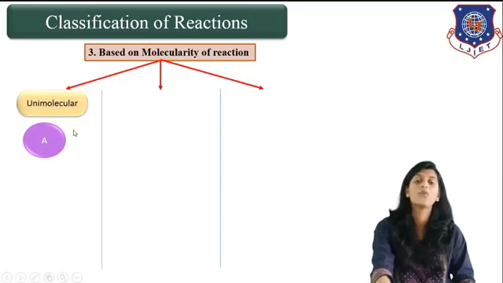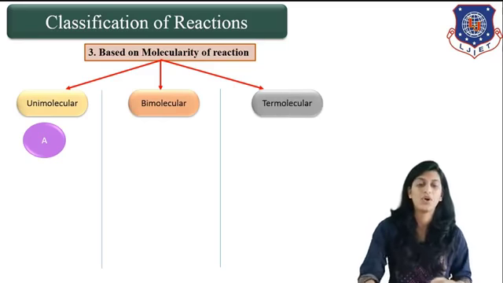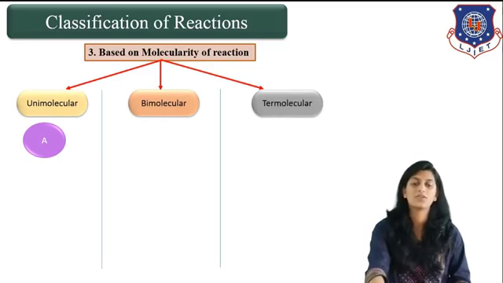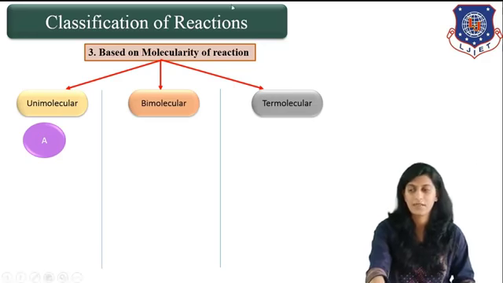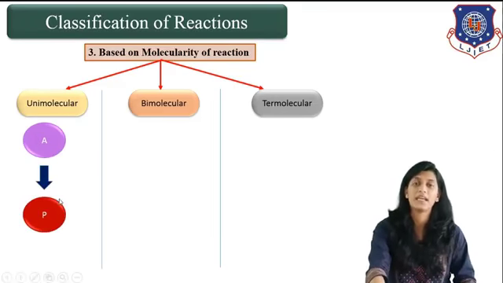So depending on how many moles are reacting, we can have three different categories: unimolecular reaction, bimolecular reaction, or trimolecular reaction, which is also known as termolecular reaction, right? When a single mole reacts and gives you the final desired product, as you can see here, where A is our given reactant, or when A gets converted and gives us the final product P, then it is termed a unimolecular reaction.